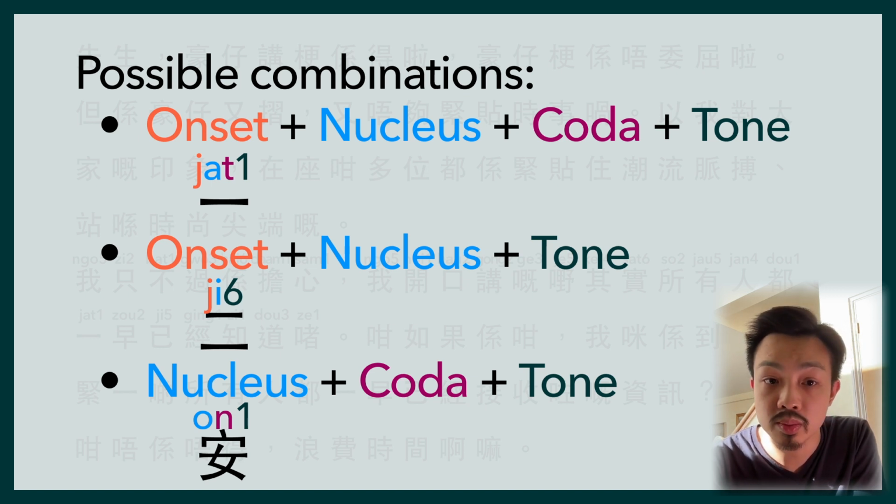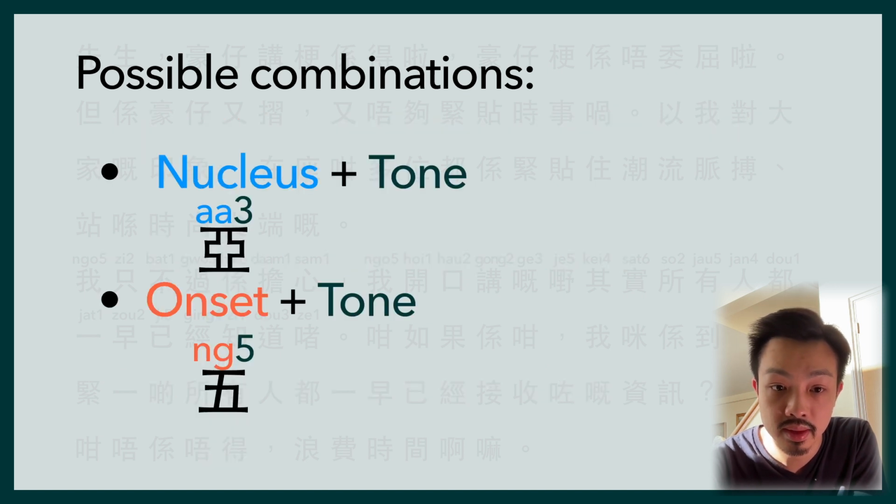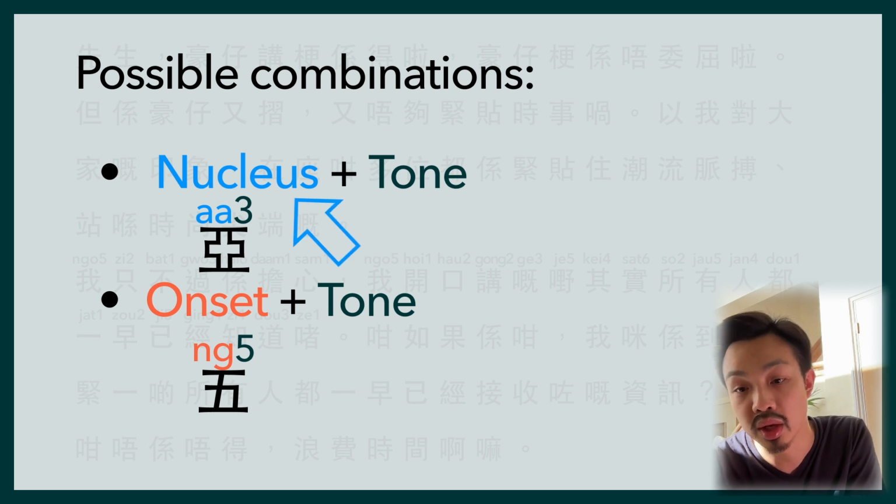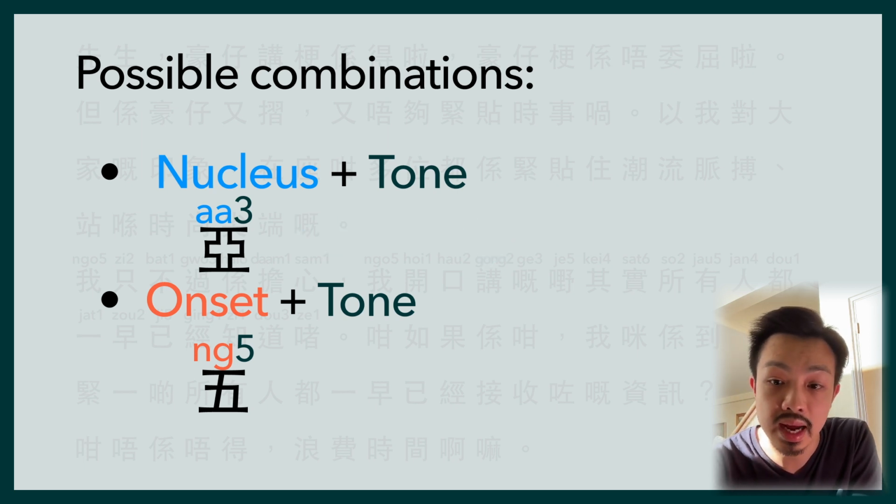And the third possible combination is nucleus plus coda plus tone, like this one. And we have the rarer combinations of only the nucleus plus the tone, like this one. And finally, we have the case where there is only the onset and the tone, which do happen, but in rare cases, such as here, which coincidentally means 5. And that's it. Now you know how Cantonese text and characters are structured.